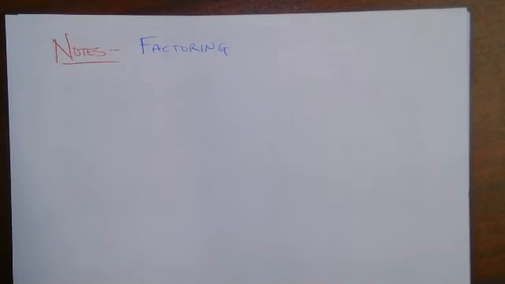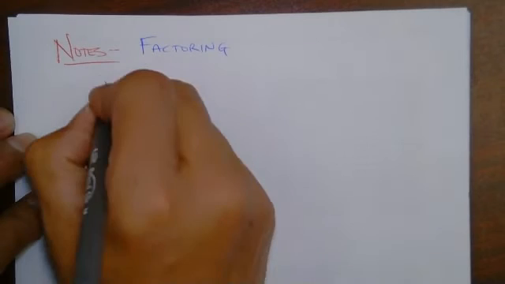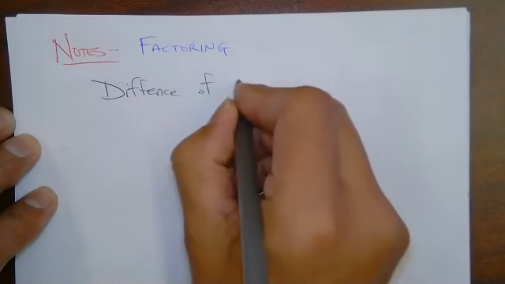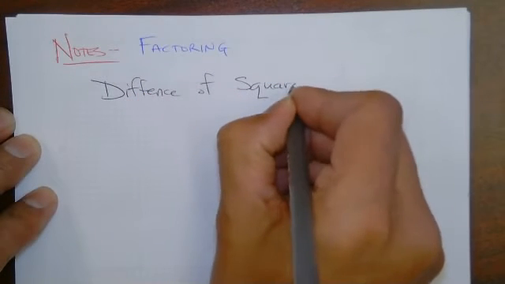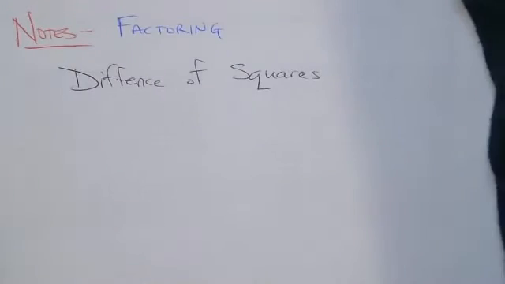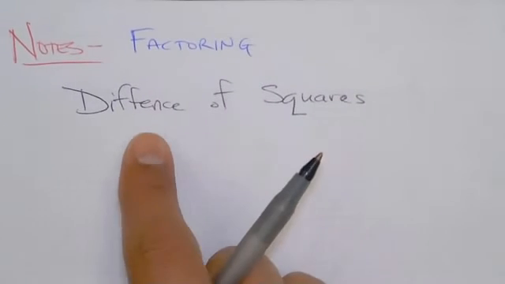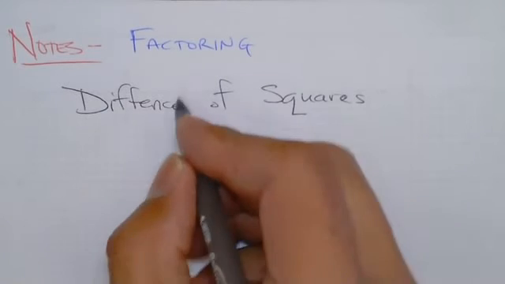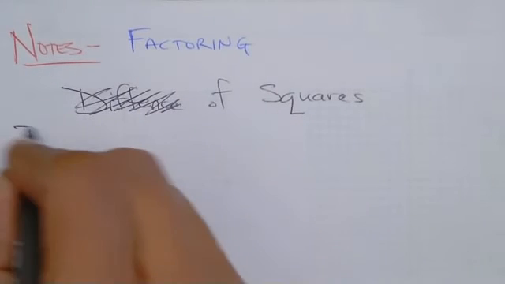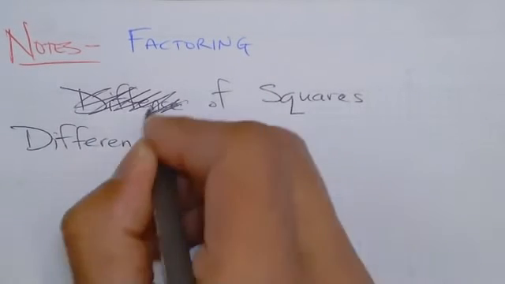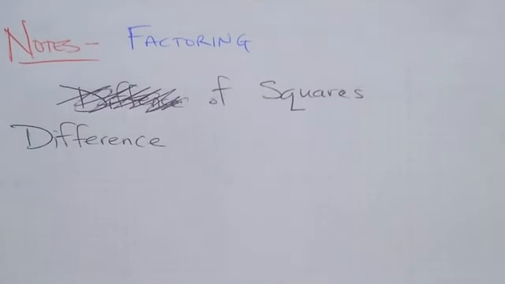Difference of squares. Write this down. Difference of squares. Okay. Now we all know what difference is. Oh, right. That doesn't say difference. What the heck does that say? What is that? Aviles. Difference. Oh, nobody saw that. Maybe you spelled it wrong too.